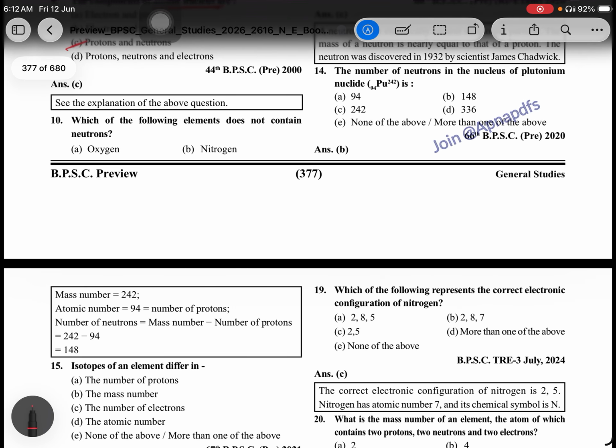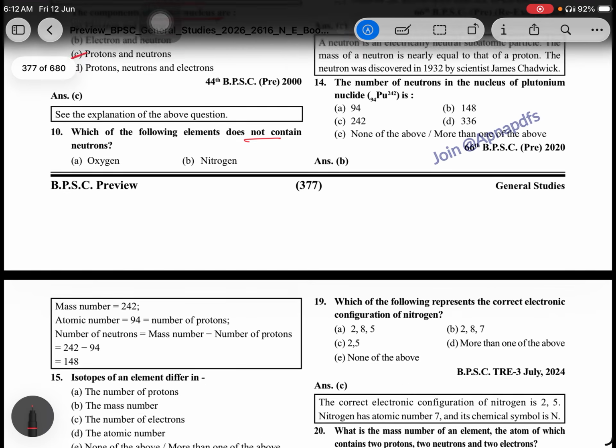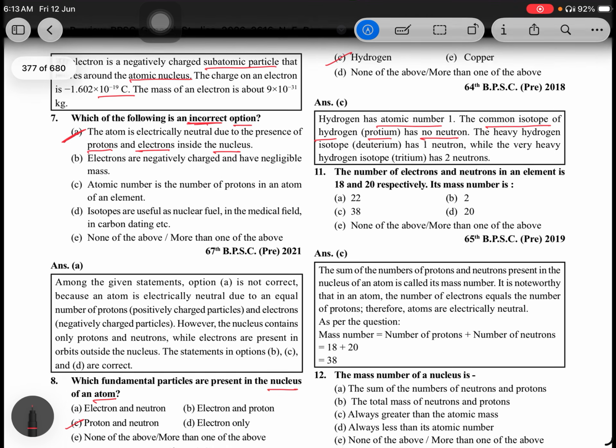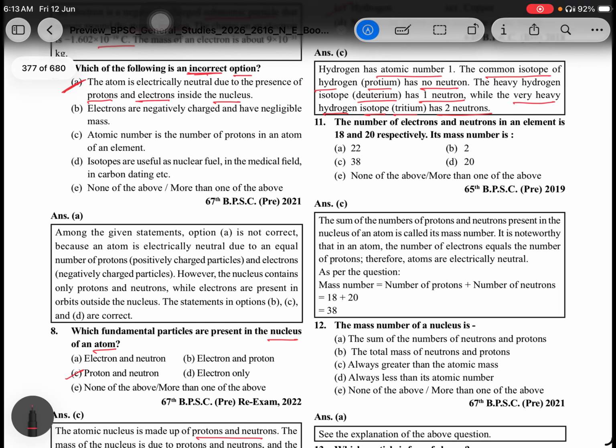Which of the following elements does not contain neutrons? The correct answer will be C, that is hydrogen. Hydrogen, atomic number 1, the common isotope of hydrogen, protium, has no neutron. The heavy hydrogen isotope, deuterium, has one neutron, and the very heavy hydrogen isotope, tritium, has two neutrons.